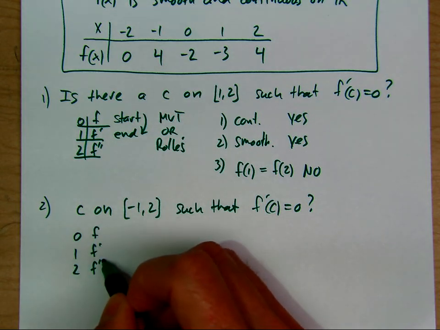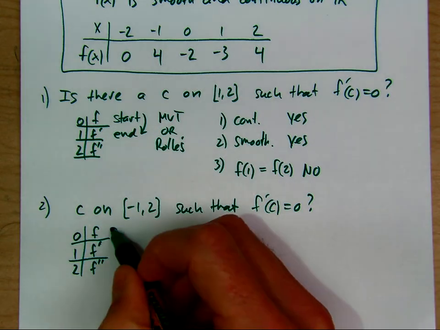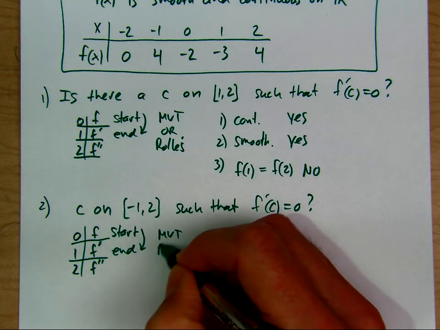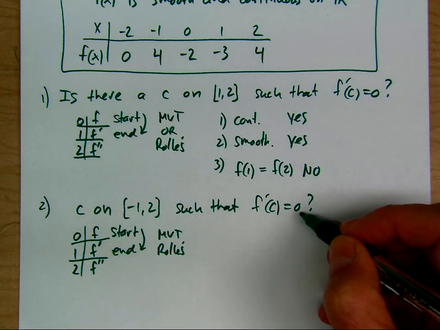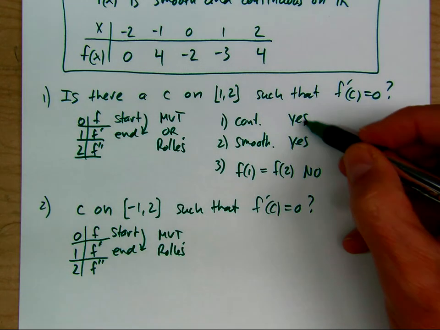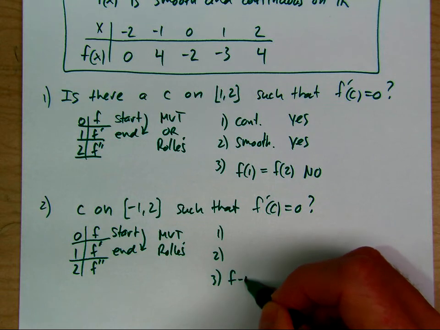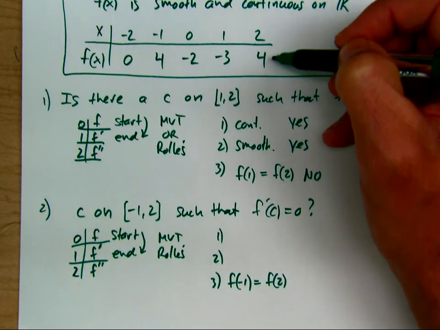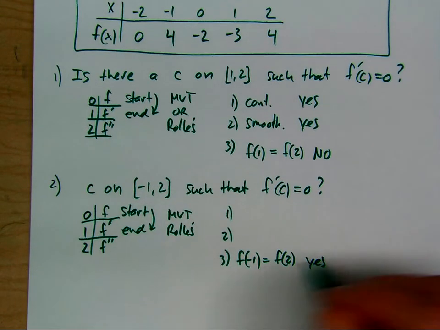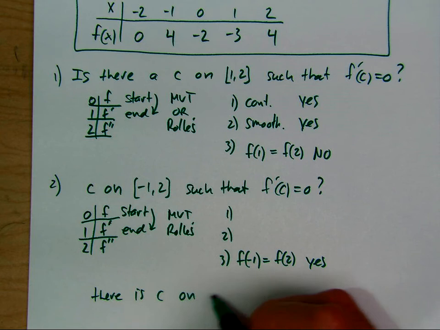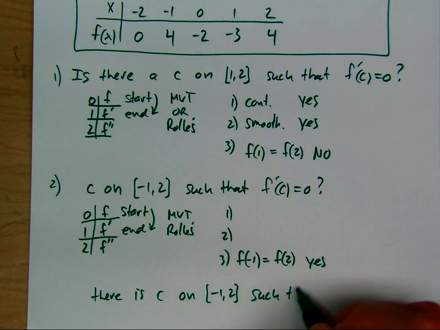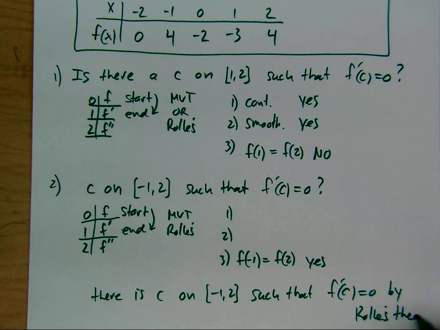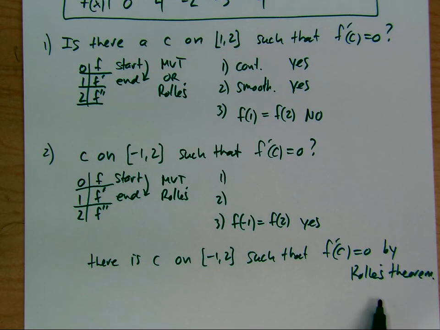So we are still starting on level 0. We're trying to find f prime. If you move down a level, it's MVT or Rolle's. And here we're trying to find a slope of 0, so we use Rolle's theorem just like we did in the previous one. All we have to do is check f of negative 1 equals f of 2. Is that true? F of negative 1, f of 2, they both equal 4, so that's true. And then we can say there is c on [-1, 2] such that f prime of c equals 0 by Rolle's theorem. So we'll just say what theorem we're using.